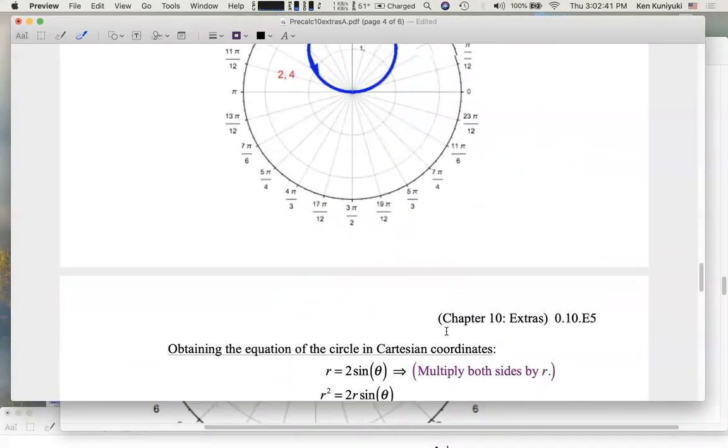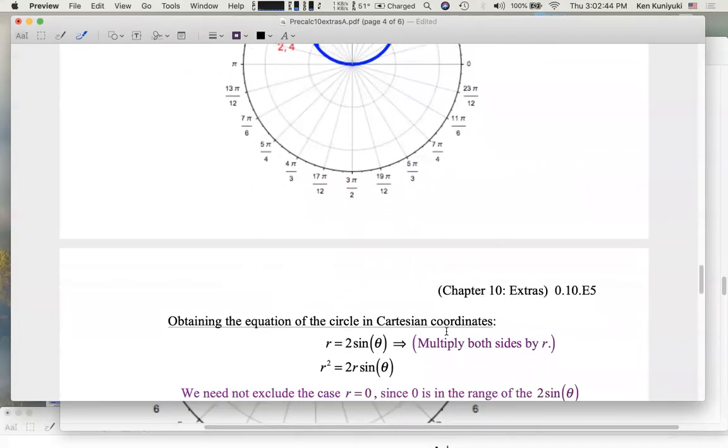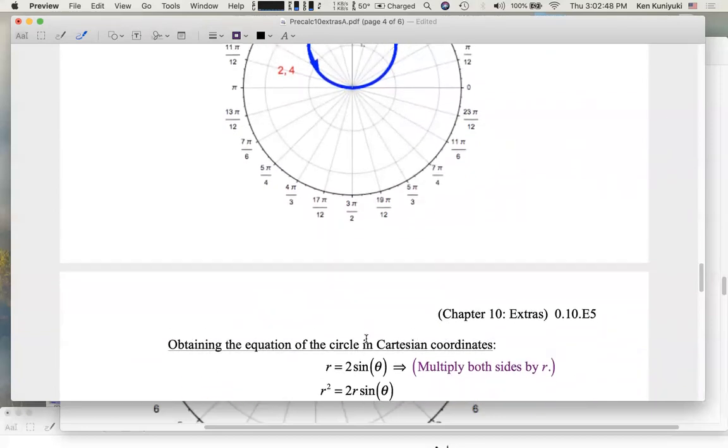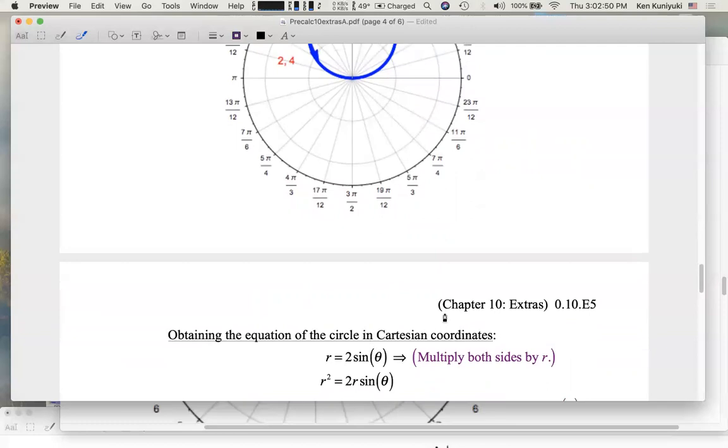All right, so next up, I'm going to talk about how you can figure out it's a circle analytically using algebra and quickly look at another example.